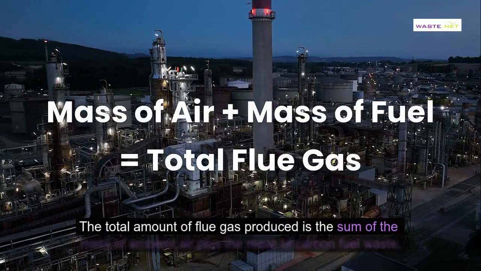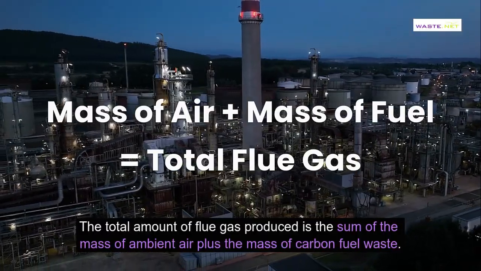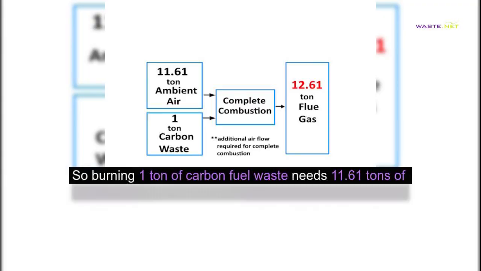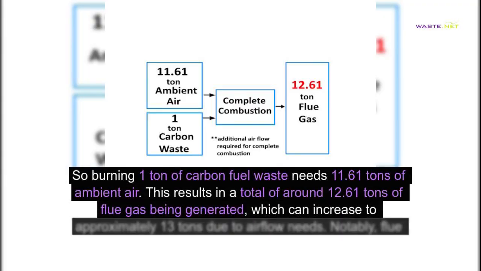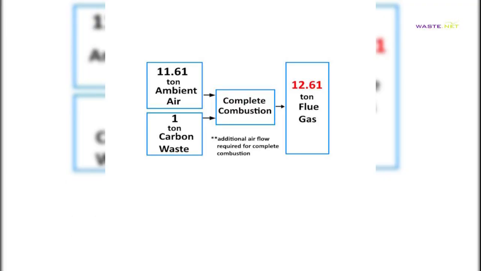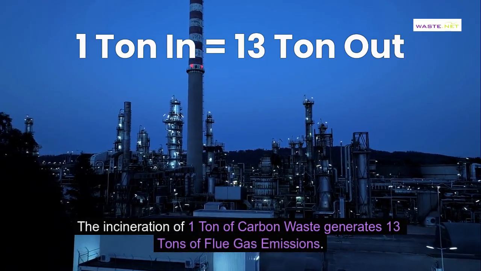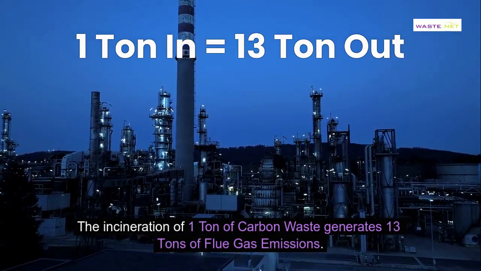The total amount of flue gas produced is the sum of the mass of ambient air plus the mass of carbon fuel waste. So burning 1 ton of carbon fuel waste needs 11.61 tons of ambient air. This results in a total of around 12.61 tons of flue gas being generated, which can increase to approximately 13 tons due to airflow needs. Notably, flue gases contain 15% to 18% carbon dioxide. The incineration of 1 ton of carbon waste generates 13 tons of flue gas emissions.